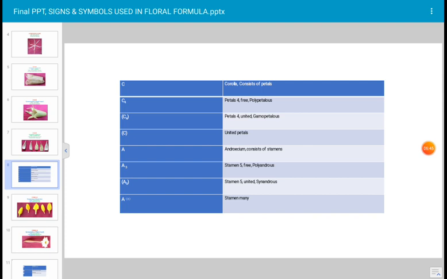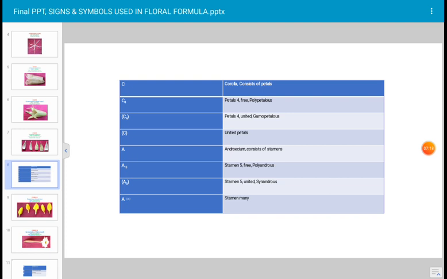Capital A in the floral formula represents androecium. Androecium is the male part of the flower. It consists of stamens. If the stamens are 5, then in front of capital A you have to write 5 in the floral formula. In A5, if the stamens are free, it is described as polyandrous. If the stamens are united, it is described as synandrous.